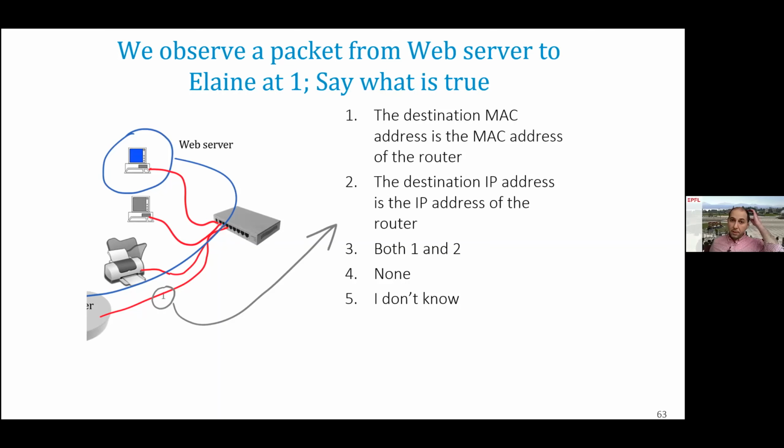So the majority is correct. The first point, that the destination MAC address is the MAC address of the router, was correct, because the MAC address indicates the next hop on the same LAN. The second point, that the destination IP address is the IP address of the router, is wrong, because the destination IP address always indicates the address of the endpoint. The scope of the IP layer is the whole network, end-to-end, but the scope of the MAC layer is only from one device to the next device within the same LAN.